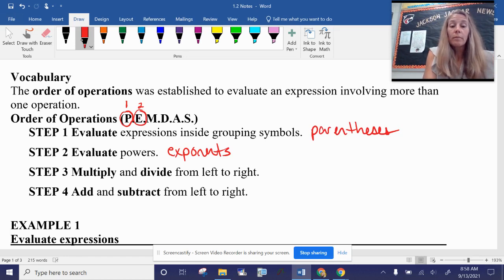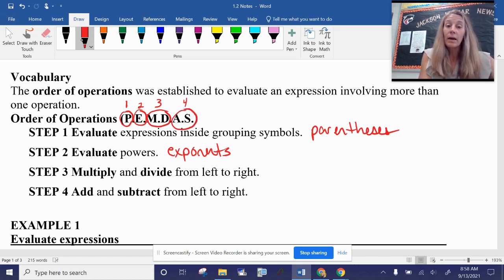Then step 3, multiply and divide from left to right. It's a little confusing at times because there are two letters there. Sometimes people think that all the multiplication needs to be done before all of the division, but that's not necessarily true. They're basically the same step, but you have to go in order from left to right. The same thing happens for our fourth step, which is addition and subtraction. Again, it doesn't matter if you're adding or subtracting first, but what matters is that you're doing those in order from left to right as you come across them.